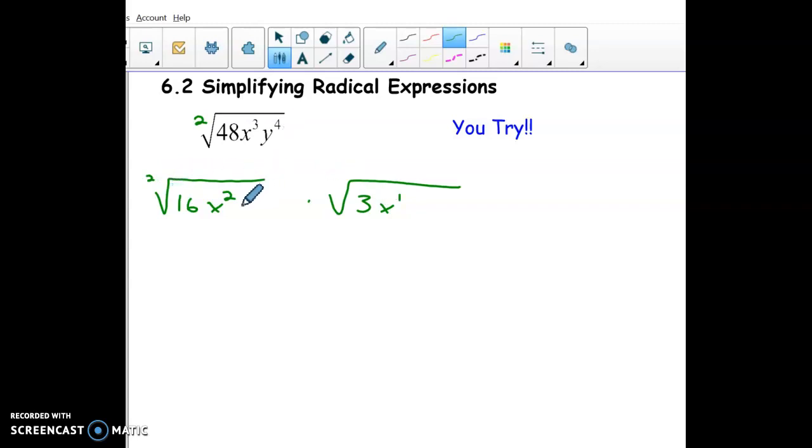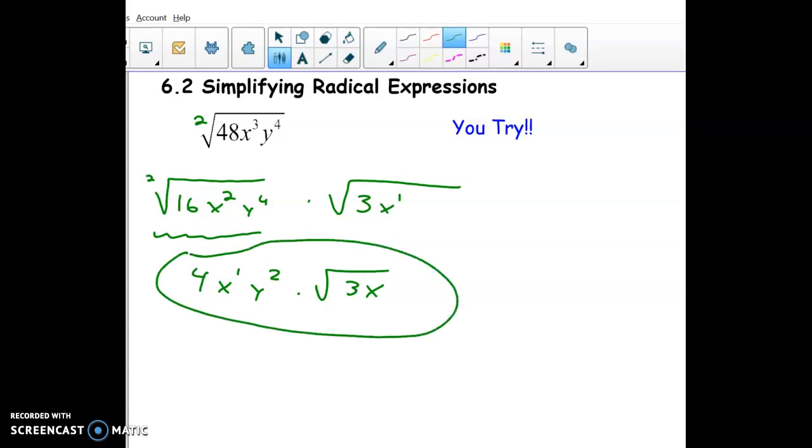Y to the 4th is already good, so we're just going to put it in the perfect spot, nothing to split there. And now just clean up our perfect stuff. So square root of 16 is 4, and then divide these by that index, so we'd have x to the 1st and y squared, and then we'd have a third root of 3x left over. All right, and that's our simplified expression.